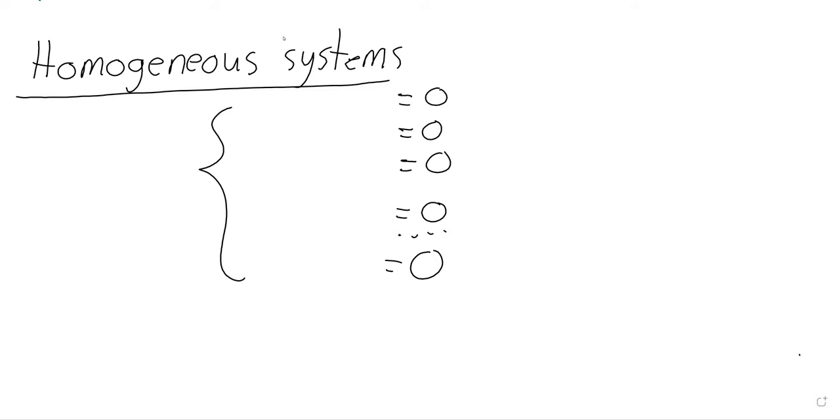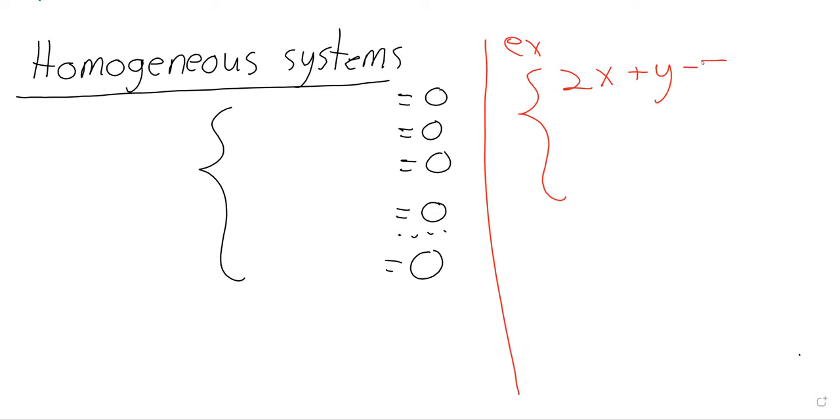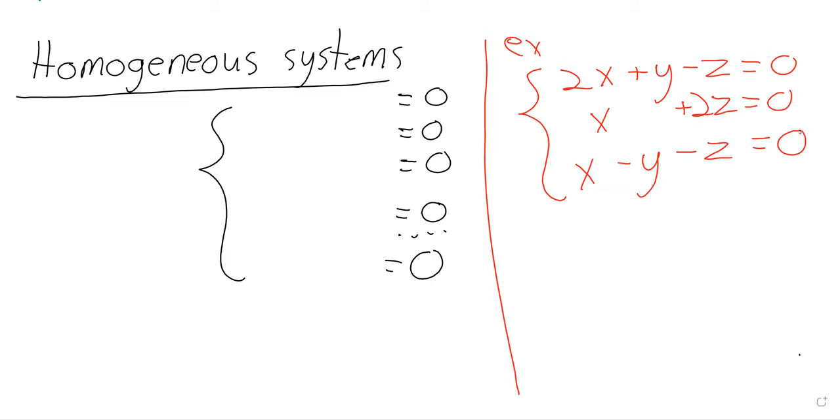So, for example, 2x plus y minus z equals 0, x plus 2z equals 0, x minus y minus z equals 0. Just coming up with something kind of at random here. This is homogeneous because of all of the zeros on the right.